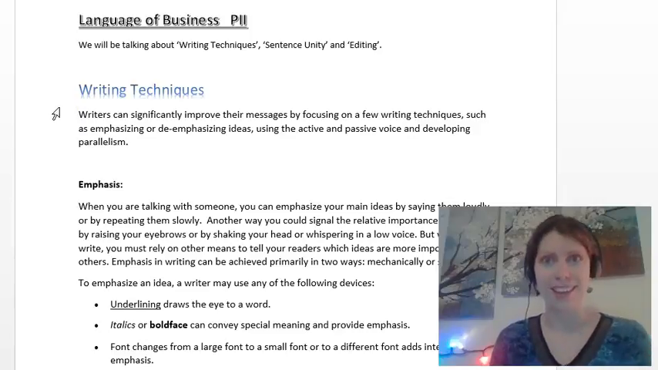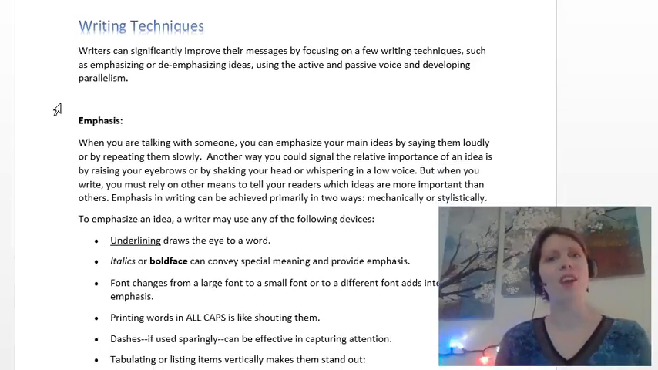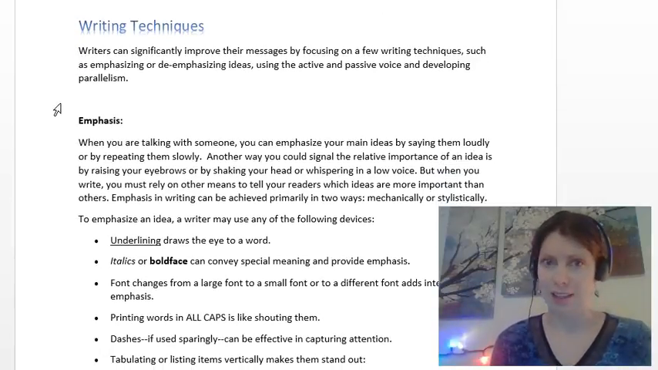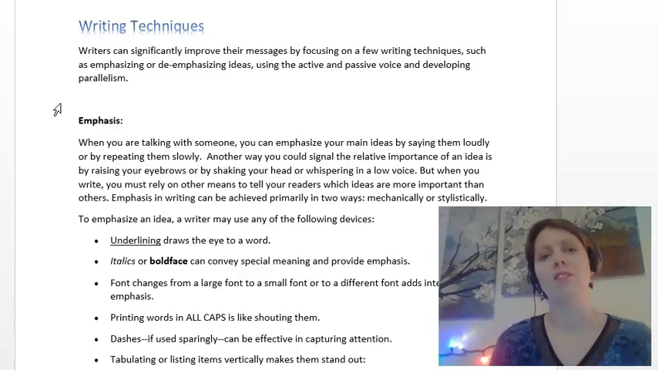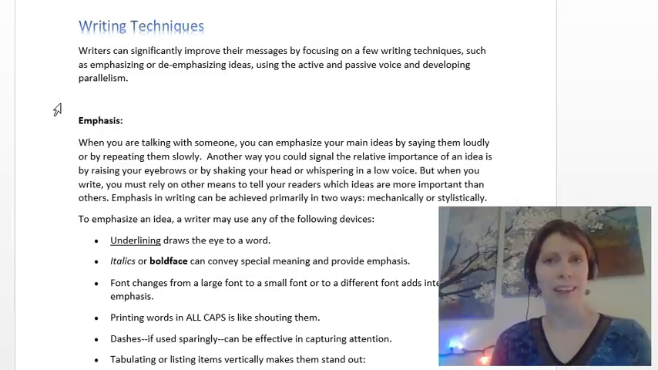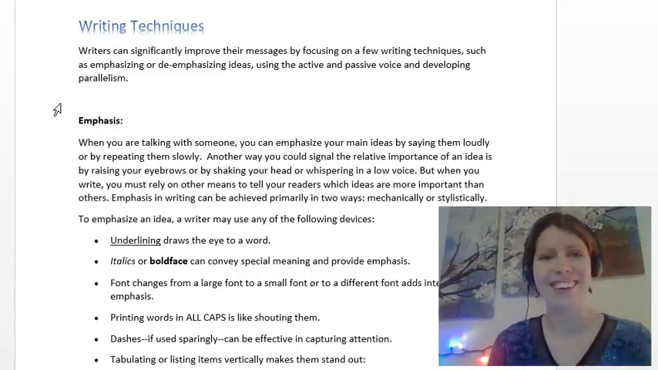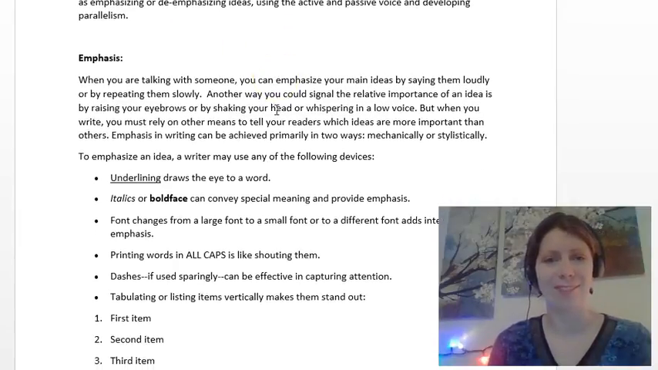Starting with writing techniques. Okay, so writers can significantly improve their message by focusing on a few writing techniques, such as emphasizing or de-emphasizing ideas, using the active and the passive voices, and developing parallelism in their writing. That's a hard word to say, parallelism. We'll be practicing that in class. All right, so looking at emphasis.